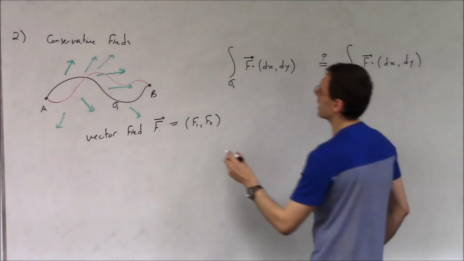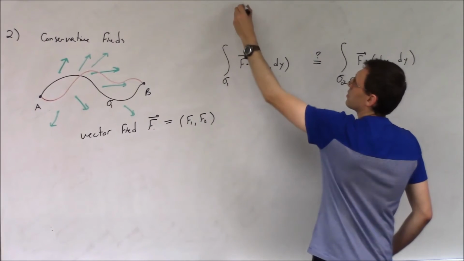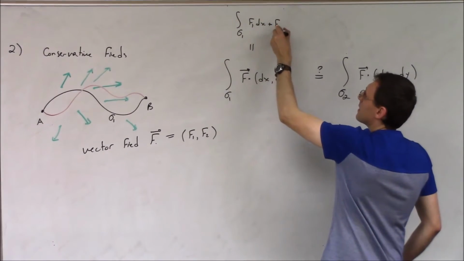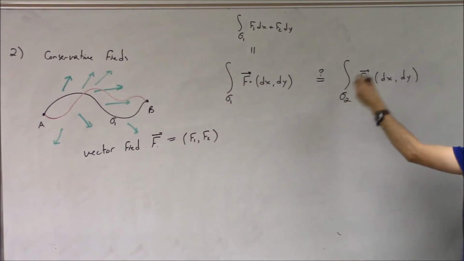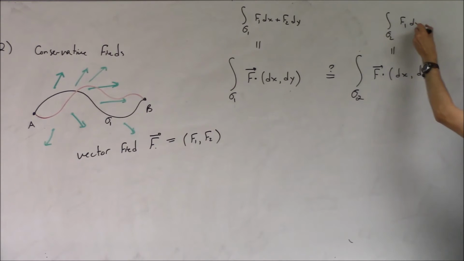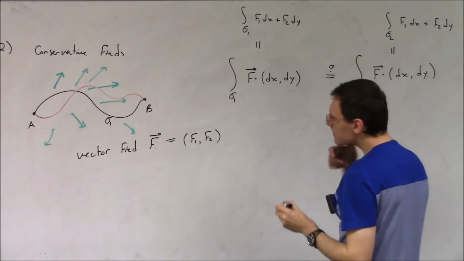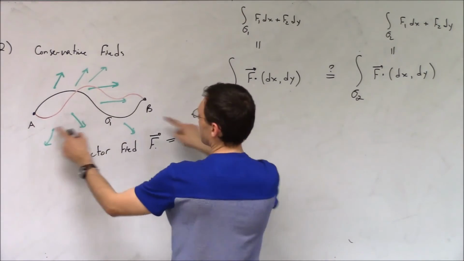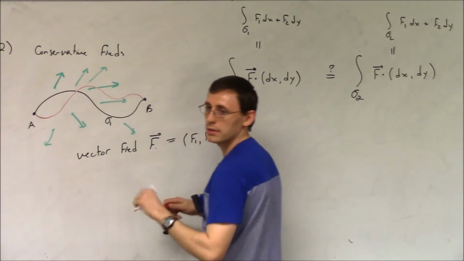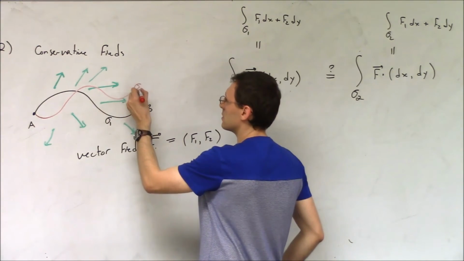So how can I test that? Well, if f is (f1, f2), it's usually written like this: you can write it as the integral over sigma 1 of f1 dx plus f2 dy. That's the dot product. This is just work. So are they the same as long as the paths have the same beginning and end point? If yes, then it's called a conservative field, okay?